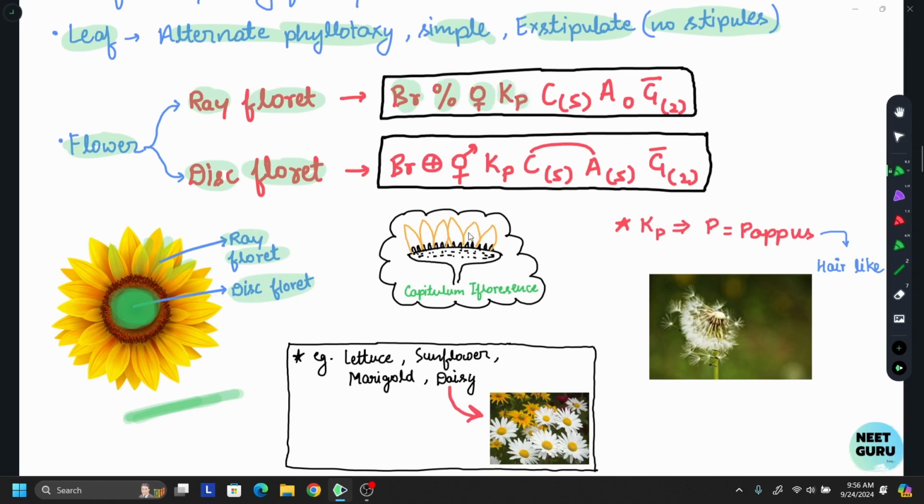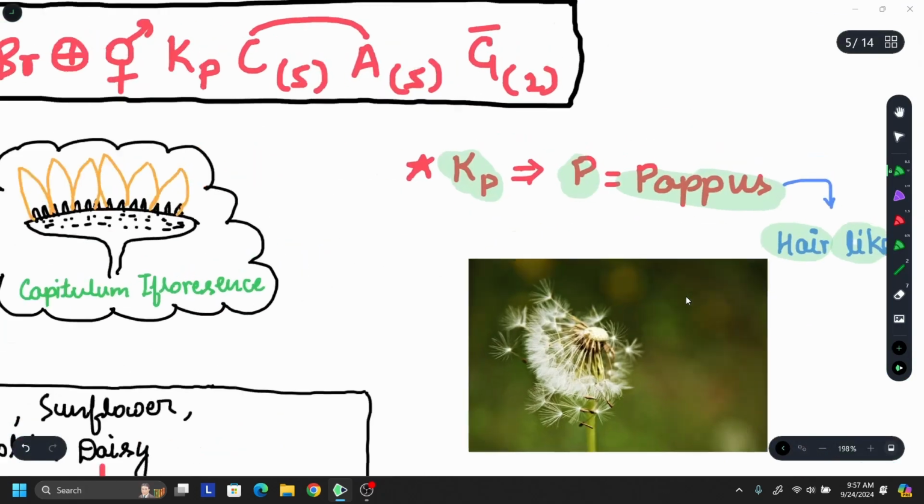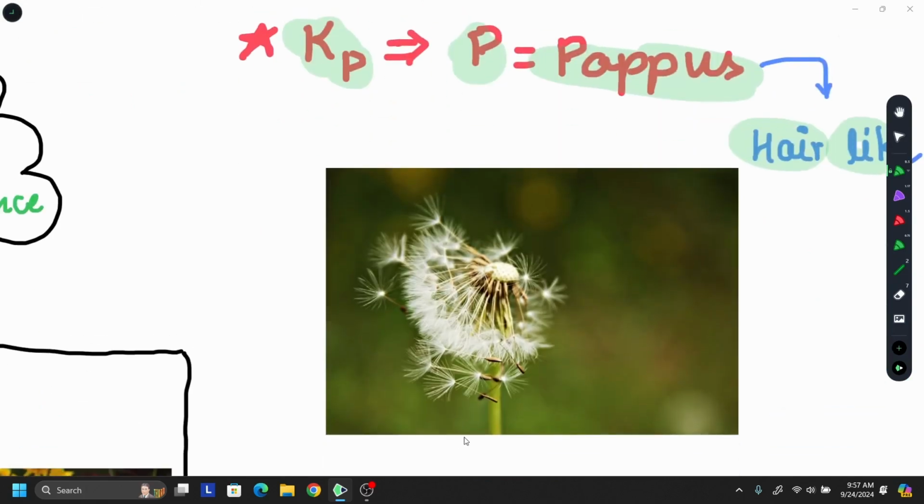Now this is one thing very important here. Calyx is P. Here P represents pappus. Now what is meant by pappus? It means that hair-like calyx is present, or you can say, what is the unit of calyx? It is sepal. So hair-like sepals are present, as you can see in the figure here.